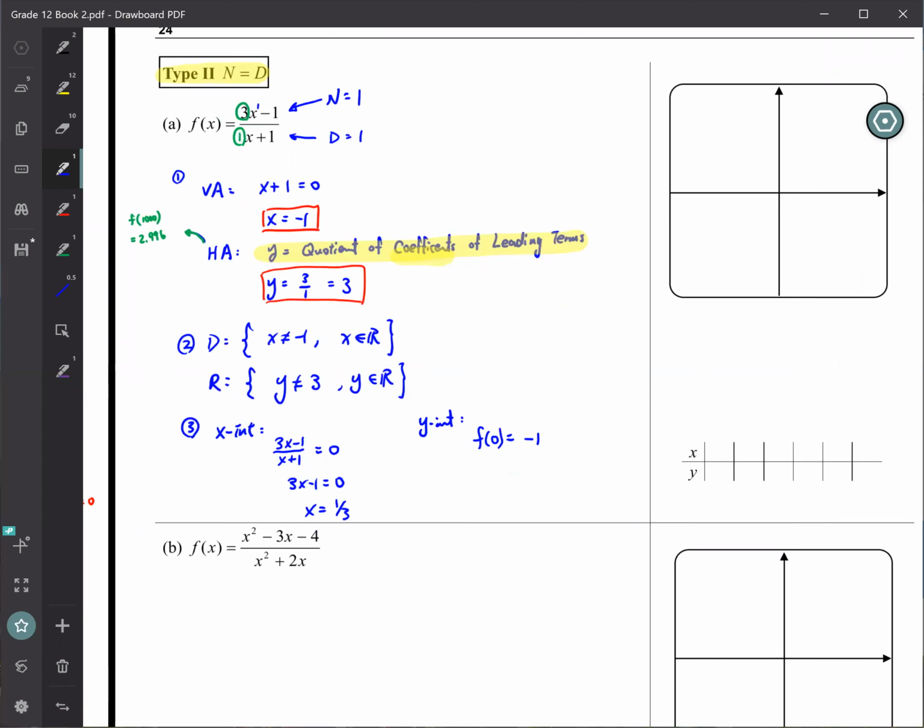So I'll let you finish that. When you finish both table and the graph, you can raise your hand, okay? And we'll check both together.